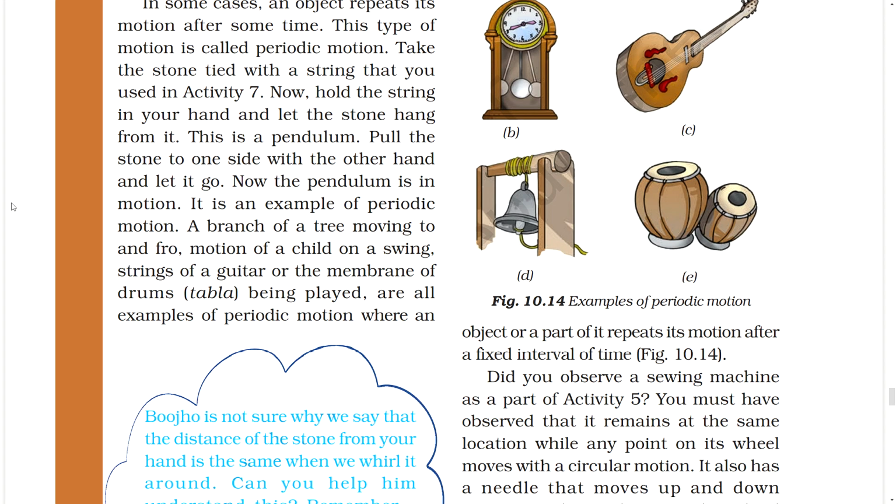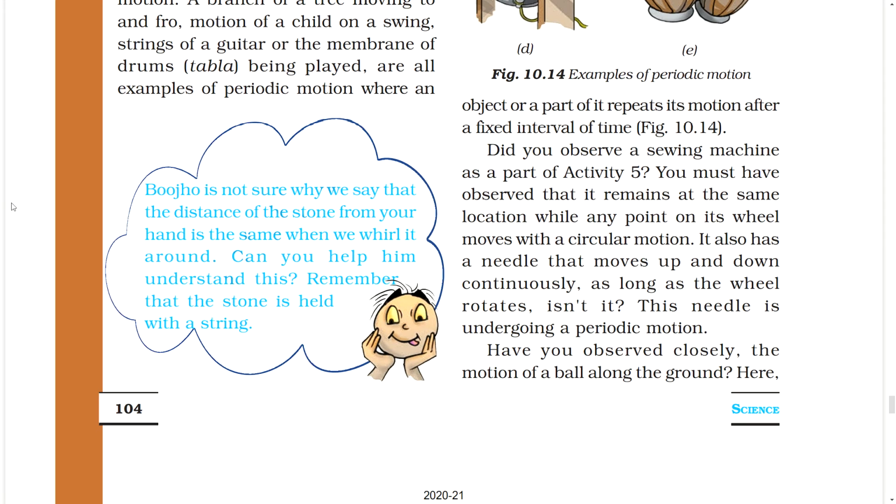Figure. Did you observe a sewing machine as a part of Activity 5? You must have observed that it remains at the same location while any point on its wheel moves with a circular motion. It also has a needle that moves up and down continuously as long as the wheel rotates, is not it? This needle is undergoing a periodic motion.